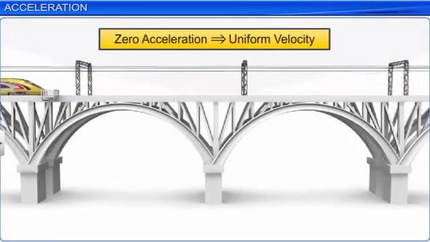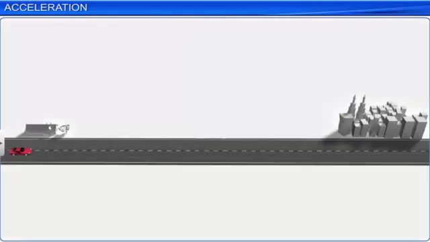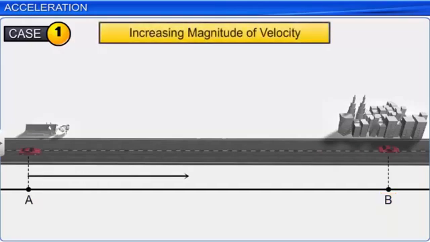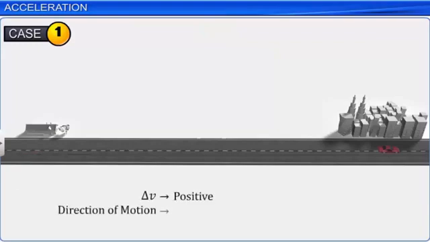Let us consider cases where acceleration is positive. Case 1. Let us consider a body, say, a car moving along a straight line, from point A to B, with increasing magnitude of velocity. The body is said to be moving in the positive direction. Here, delta V is positive and direction of motion is positive. Therefore, with these two values being positive, acceleration is also positive.